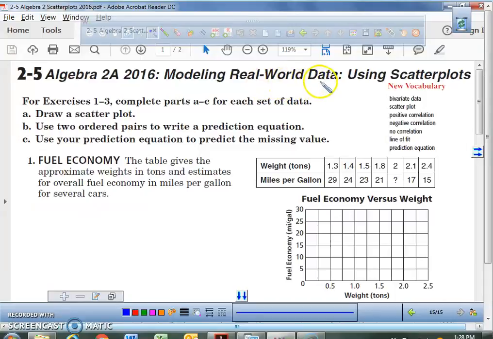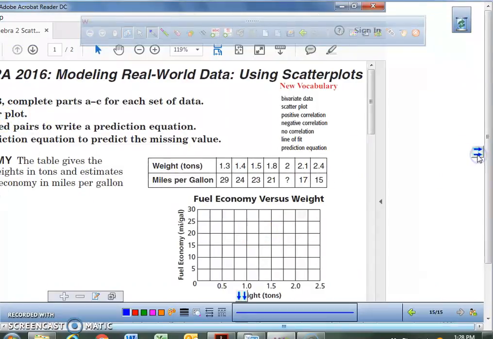Real world data, use scatterplots. All right. I'm going to show you some tricks in the graphic calculator to help you out. You have this table here in your journal. You have that graph in your journal. All right. What we're going to do first is draw a scatter plot. Now you're probably used to seeing scatter plots.